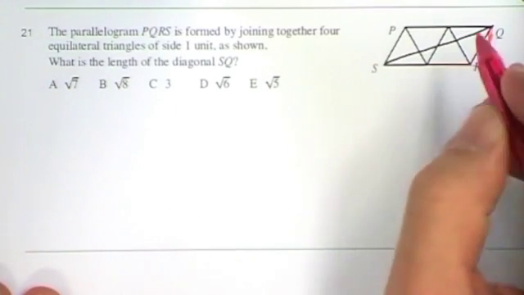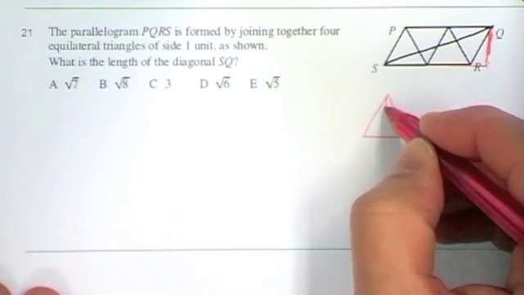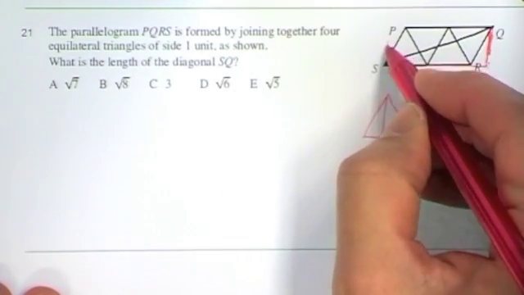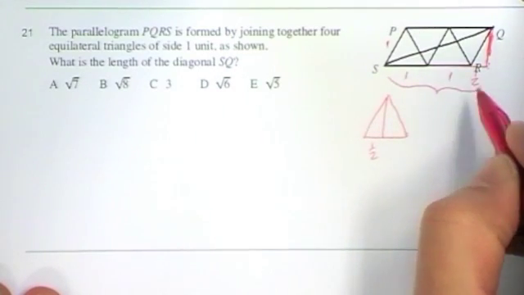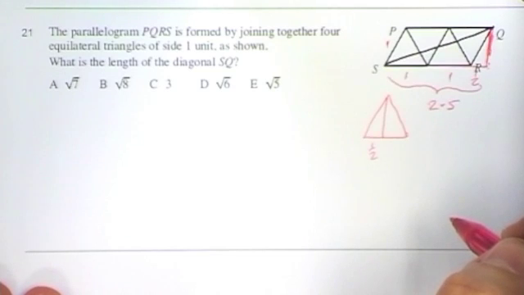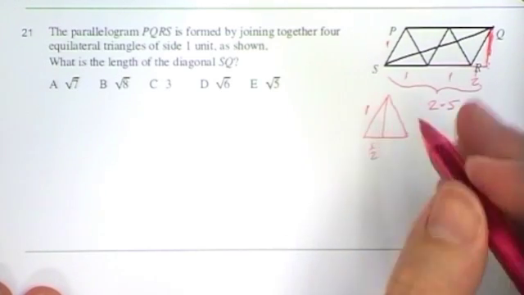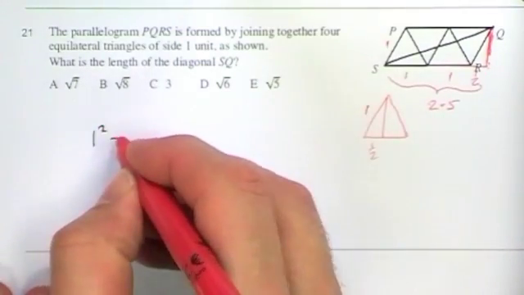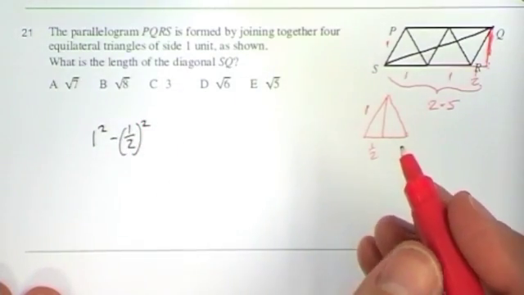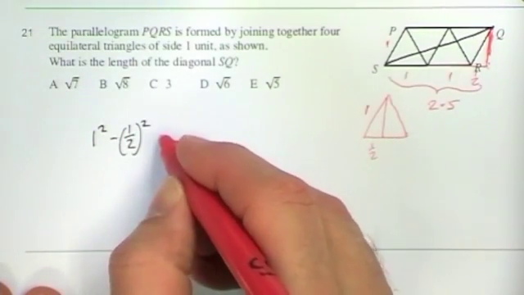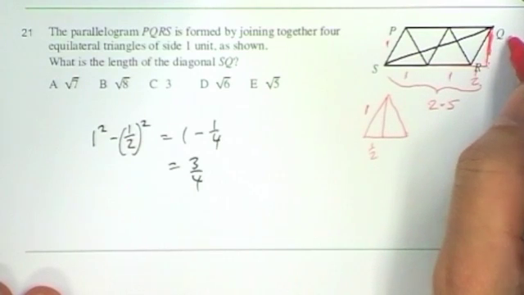Now if this is an equilateral triangle, this is half an equilateral triangle. So the side here is 1, this is 1, that's 1, this is going to be a half, that's a half. So I know this length here is 2.5. I need to know the height. If I know that's a half and I know this is 1, I can find the height by doing 1 squared take away a half squared, and then square rooting that. So 1 squared take away a half squared is 1 take away a quarter, which equals 3/4.